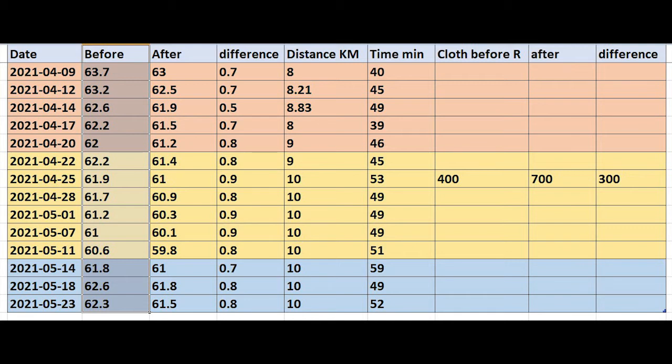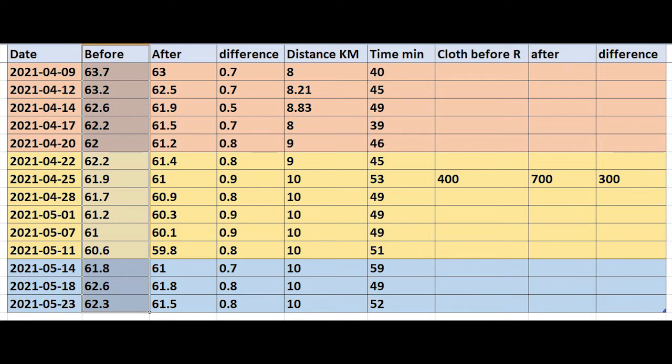I included in this diagram the date of the training pass, my weight before and after the training pass, the running pass length and time. Also, I made it more experimental, I could say, because I made some little changes that affected the result. The first period is in the diagram in orange, the second one in yellow, and the third one in blue.